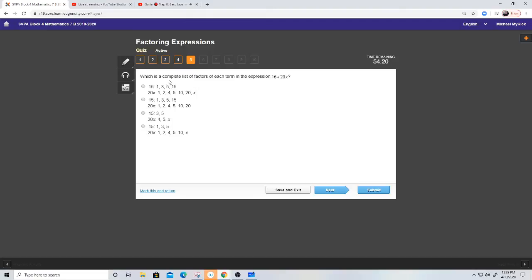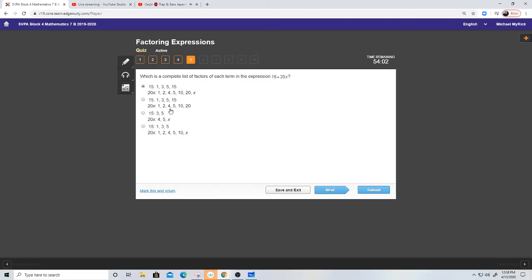Which is a complete list of factors of each term in the expression 15 plus 20x. Okay, so 1, 3, 5, 15. 1 times 15, 3 times 5. This makes sense. 1, 2, 4, 5, 10, 20x. So 1 and 20, 2 and 10, 4 and 5 and x. Good, because they had x.